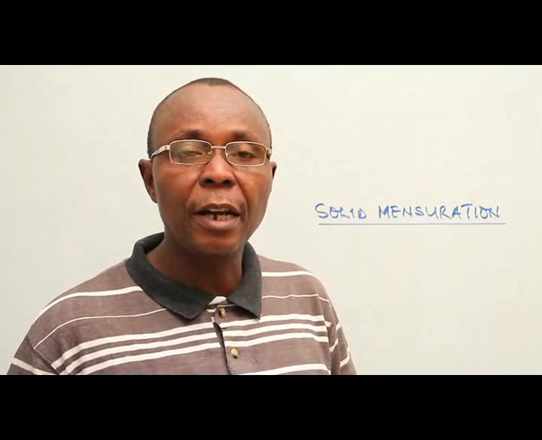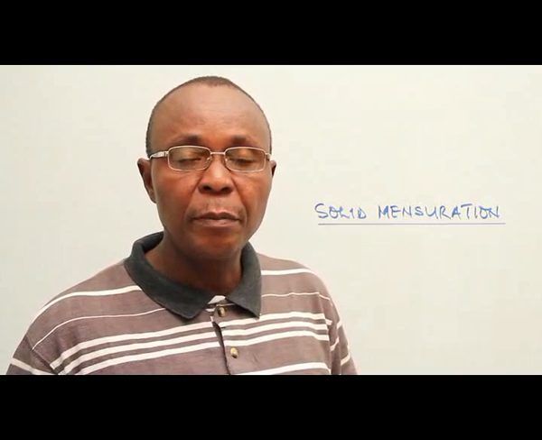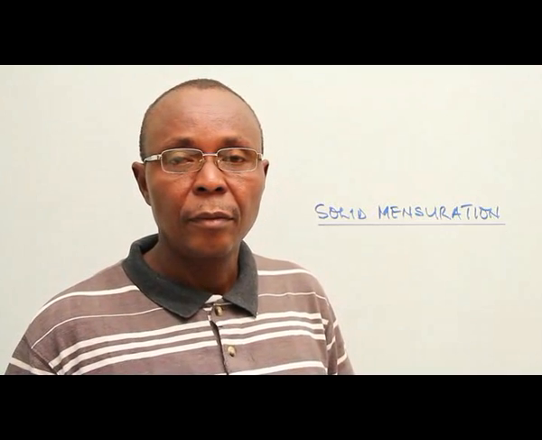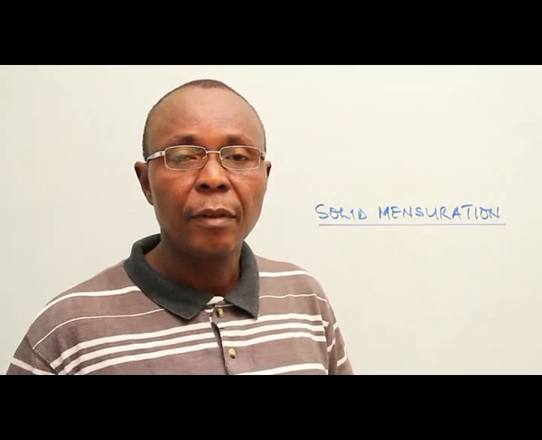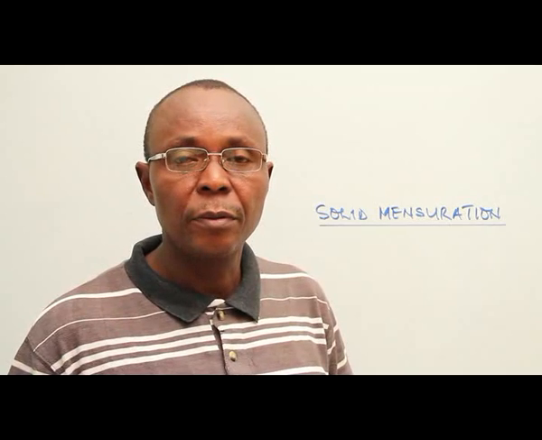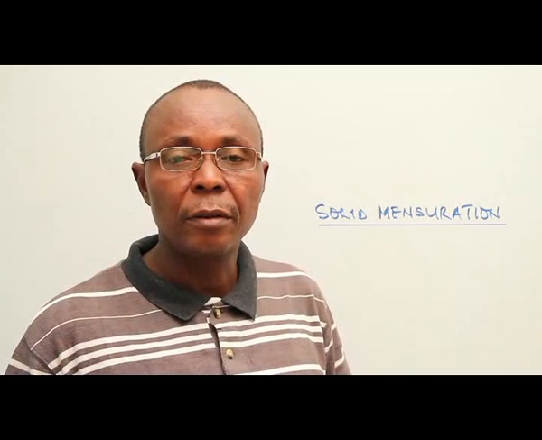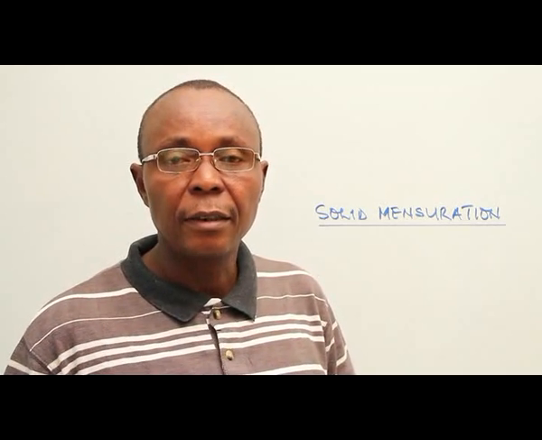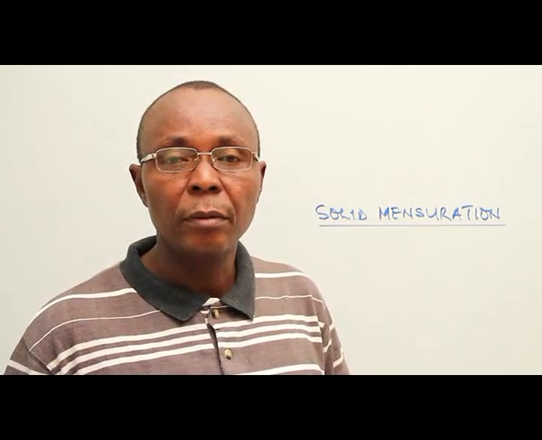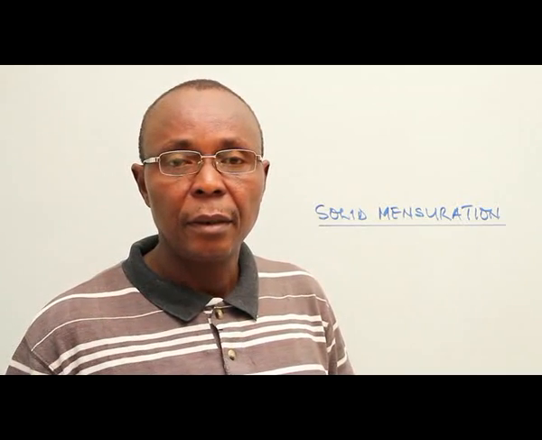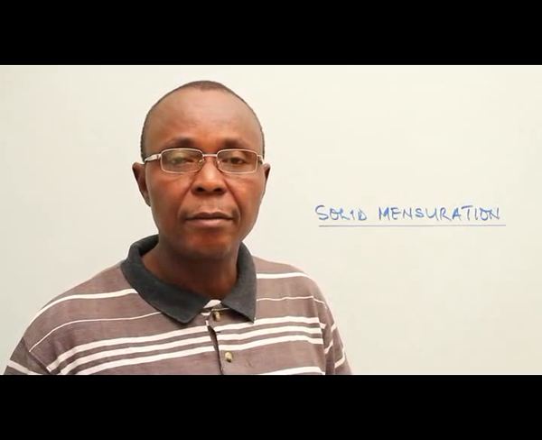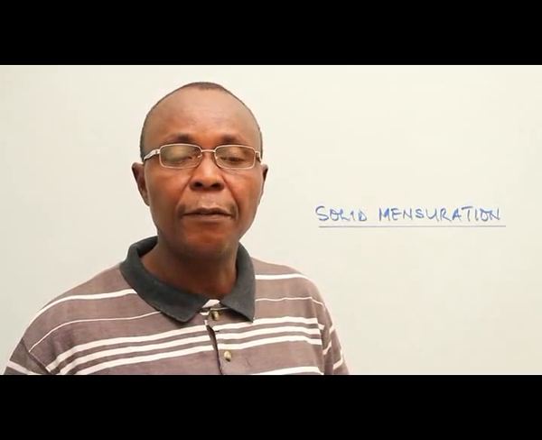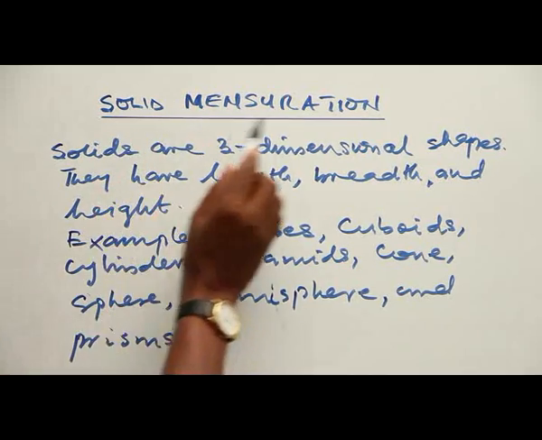Today we are going to be looking at solid mensuration. Solids are three-dimensional objects. For example, cubes, cuboids, cylinders, cones, pyramids, and prisms. We shall look at their areas. We shall also look at their volumes. Solid mensuration.